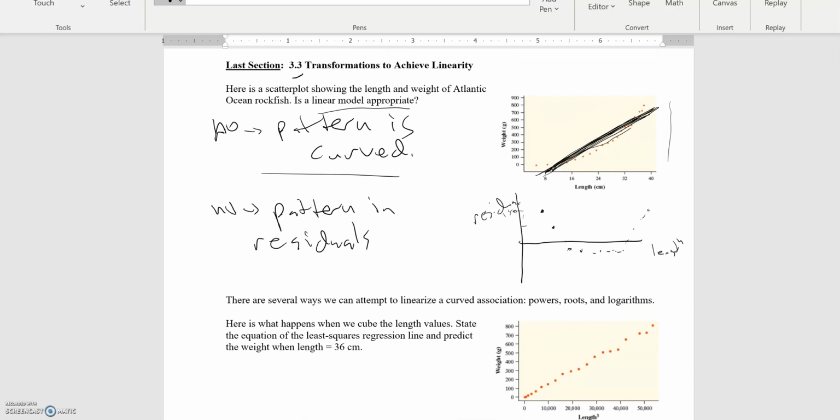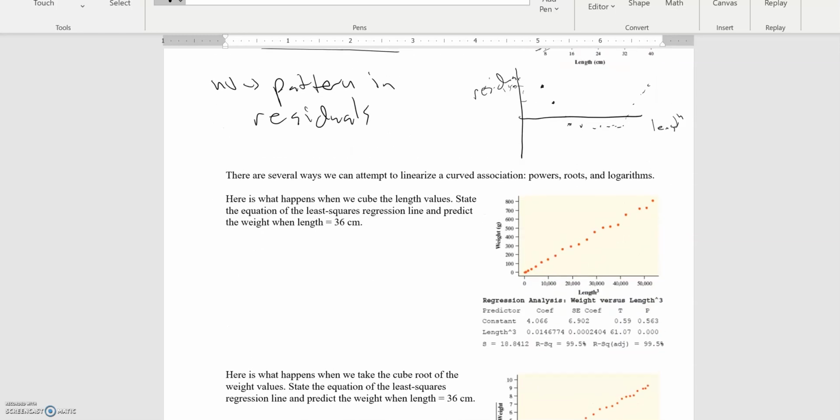And look what happens when they cube these length values and look at the data with the weights unchanged. You notice that now a line is a really good fit for the data, and there's no pattern that we can see beyond this linear association. So now we've got a very good model here. When we compare weight to length cubed, we see a good linear pattern.